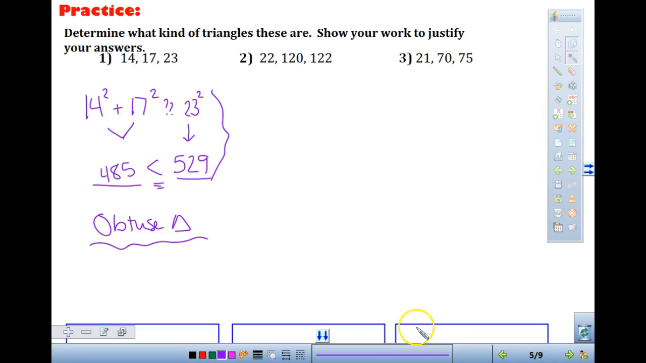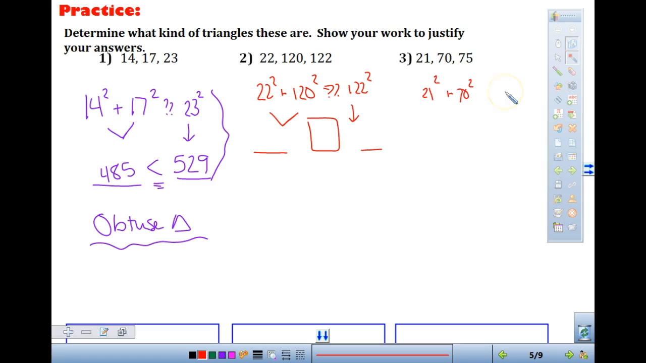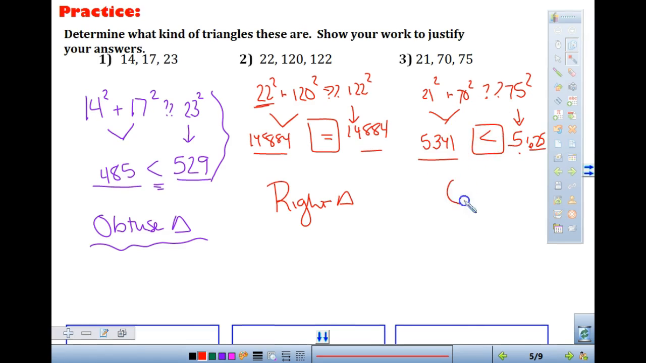So please do the next two on your paper. Starting with the 22 squared plus the 120 squared. And the question is 122 squared. And show those numbers. Do the same thing with number 3. Since we have a less than, we are going to say again it was an obtuse triangle.